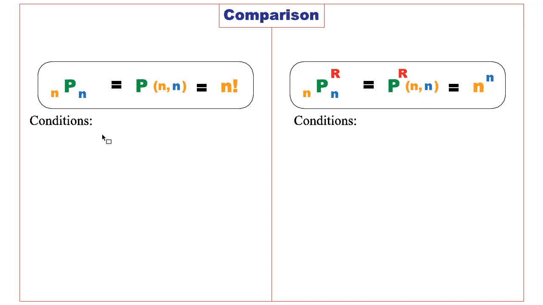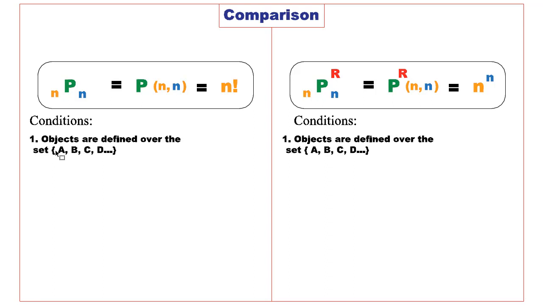Now for this formula here, without replacement, all objects are defined over a set, so we are not going to find repetitive objects here. So we have A, B, C, and D. We are not going to find D repeated or B repeated. This is a set, not a list, and not a multi-set.